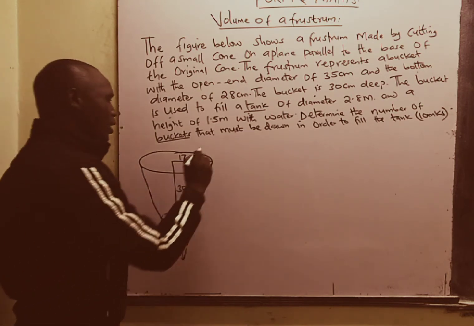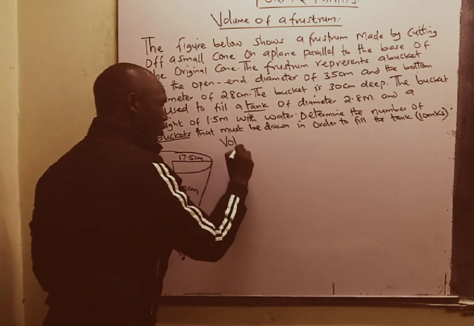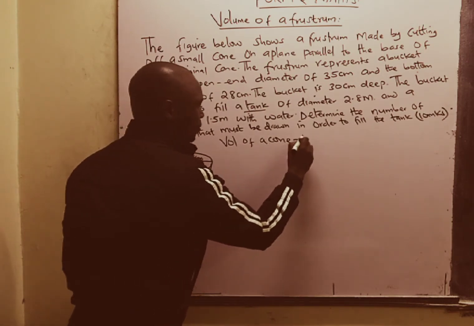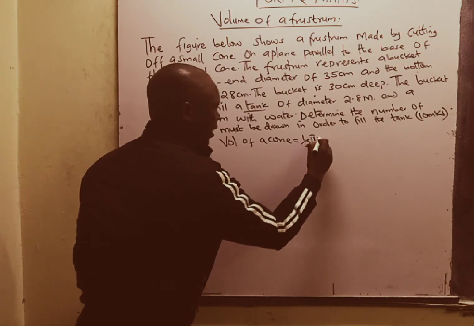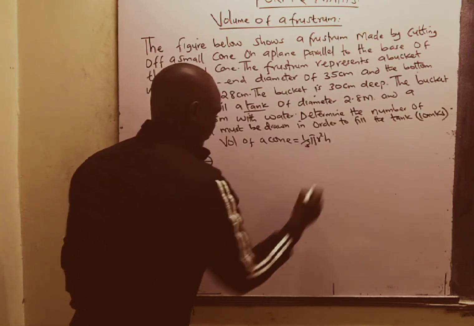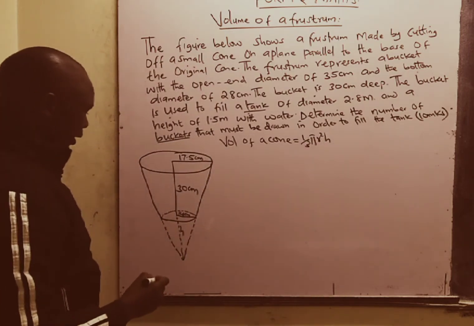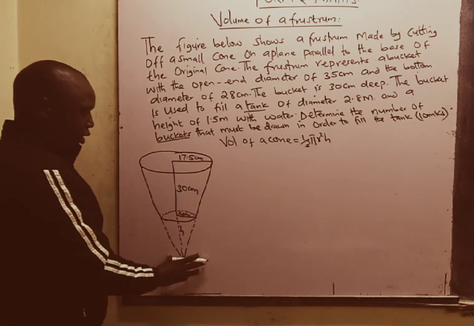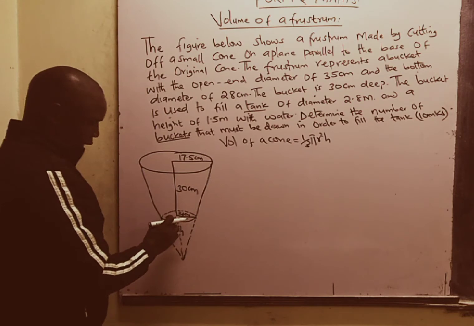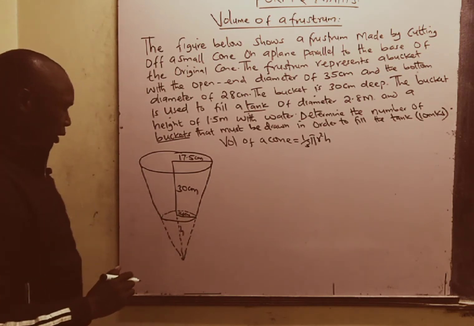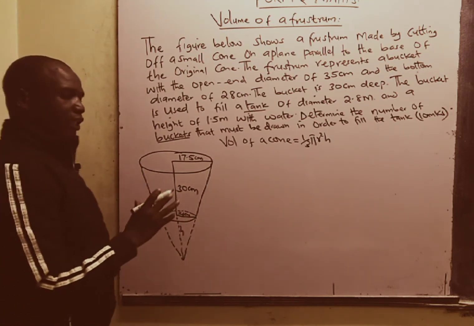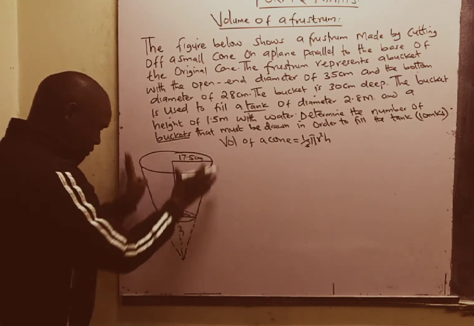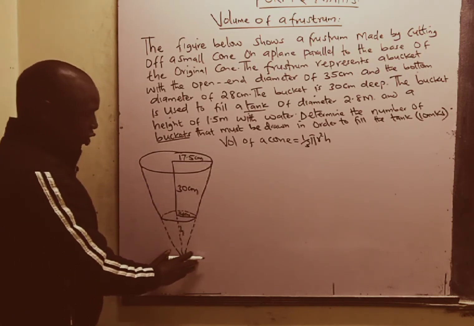How do we get the volume of a cone? The volume of a cone is given by a third pi r squared h. But remember, we do not have the height of the original cone, and we do not have the height of this small cone either. So normally we use similarity and enlargement, because this small cone is similar to the original cone.